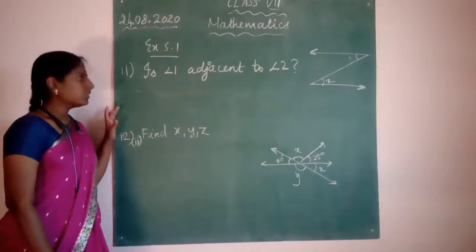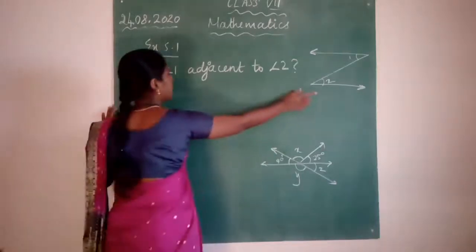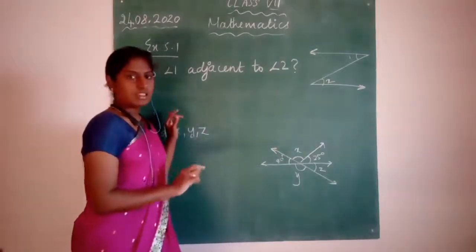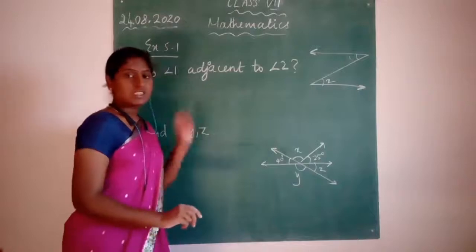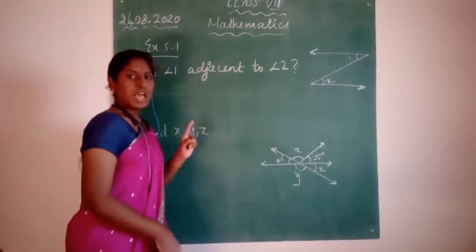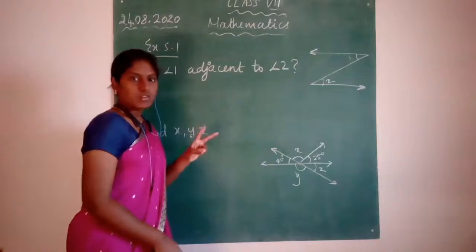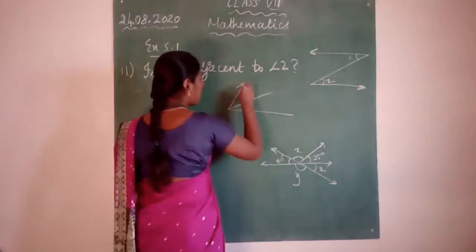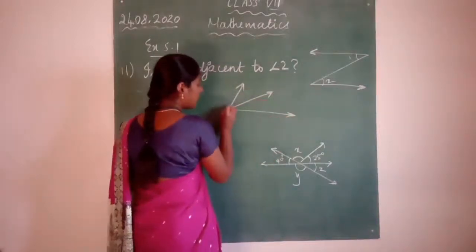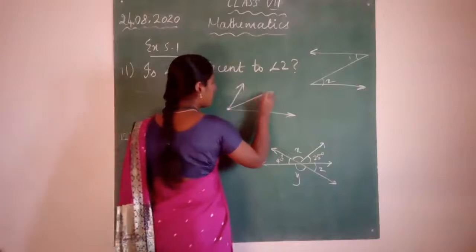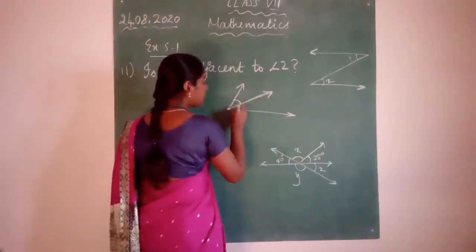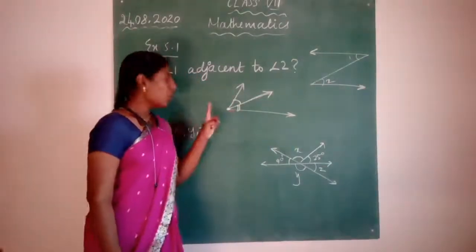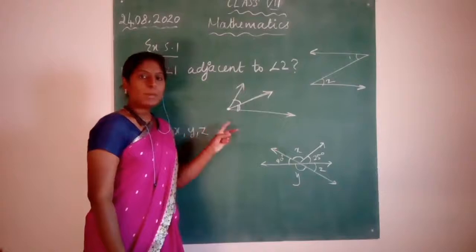Next question is the 11th question. Here we have a figure, and in this figure we have to find whether angles 1 and 2 are adjacent angles or not. For adjacent angles I told you two conditions. First, they should have a common vertex point, and second, they should have a common arm. Look here, these are adjacent angles because they have a common vertex point and one common arm. This is one angle and this is one more angle. They are adjacent angles for two reasons: one, common vertex point, and two, common arm.